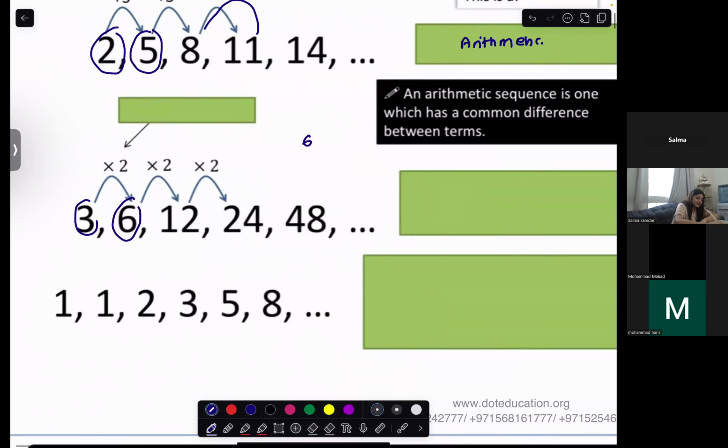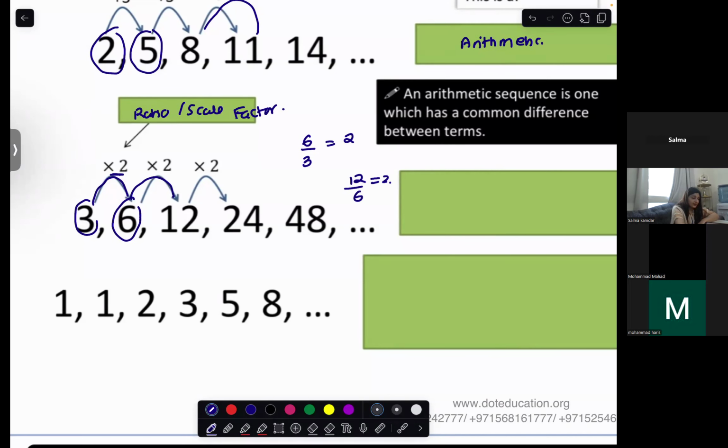Now I check the other way around. 6 divided by 3 is 2, and 12 divided by 6 is 2. That means every term is increasing by a scale factor, a common ratio. Scale factor means if you multiply your term by the scale factor, you will get the second term.